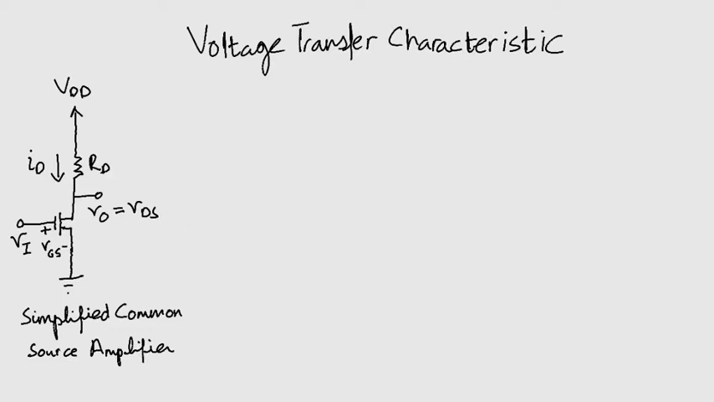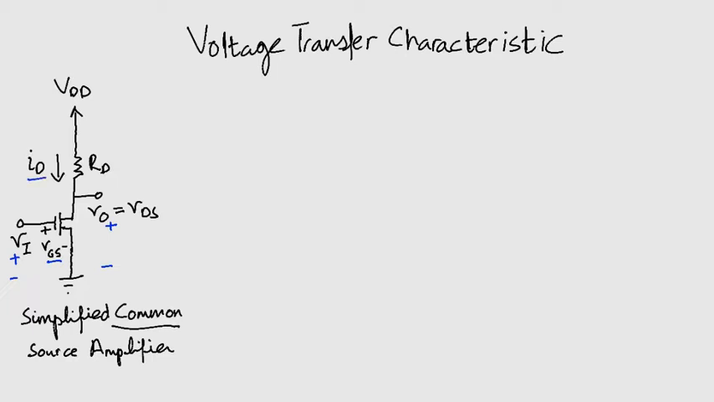Firstly, what's with the common in the name? If you see the figure, the source is common to both input and output. The source is also grounded, hence the name of the amplifier. The control action of the MOSFET is such that changes in the input voltage VGS produce changes in the current ID.